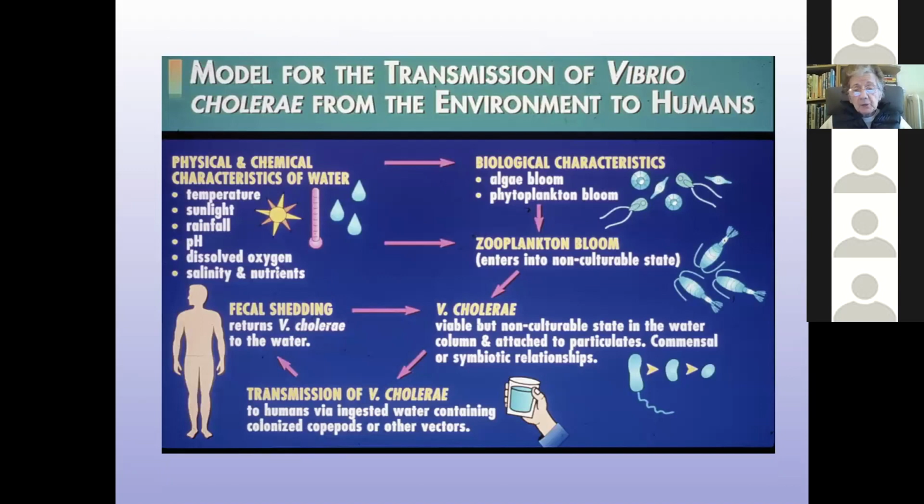We developed an early model from the Chesapeake Bay work that during the spring months when there's abundant sunshine, phytoplankton blooms occur. Then they're followed by the zooplankton blooms, which feed on the phytoplankton, the grass of the sea. And when the zooplankton bloom crashes, the Vibrios are released into the water column. And those who drink the water without filtration or treatment can ingest the Vibrios.